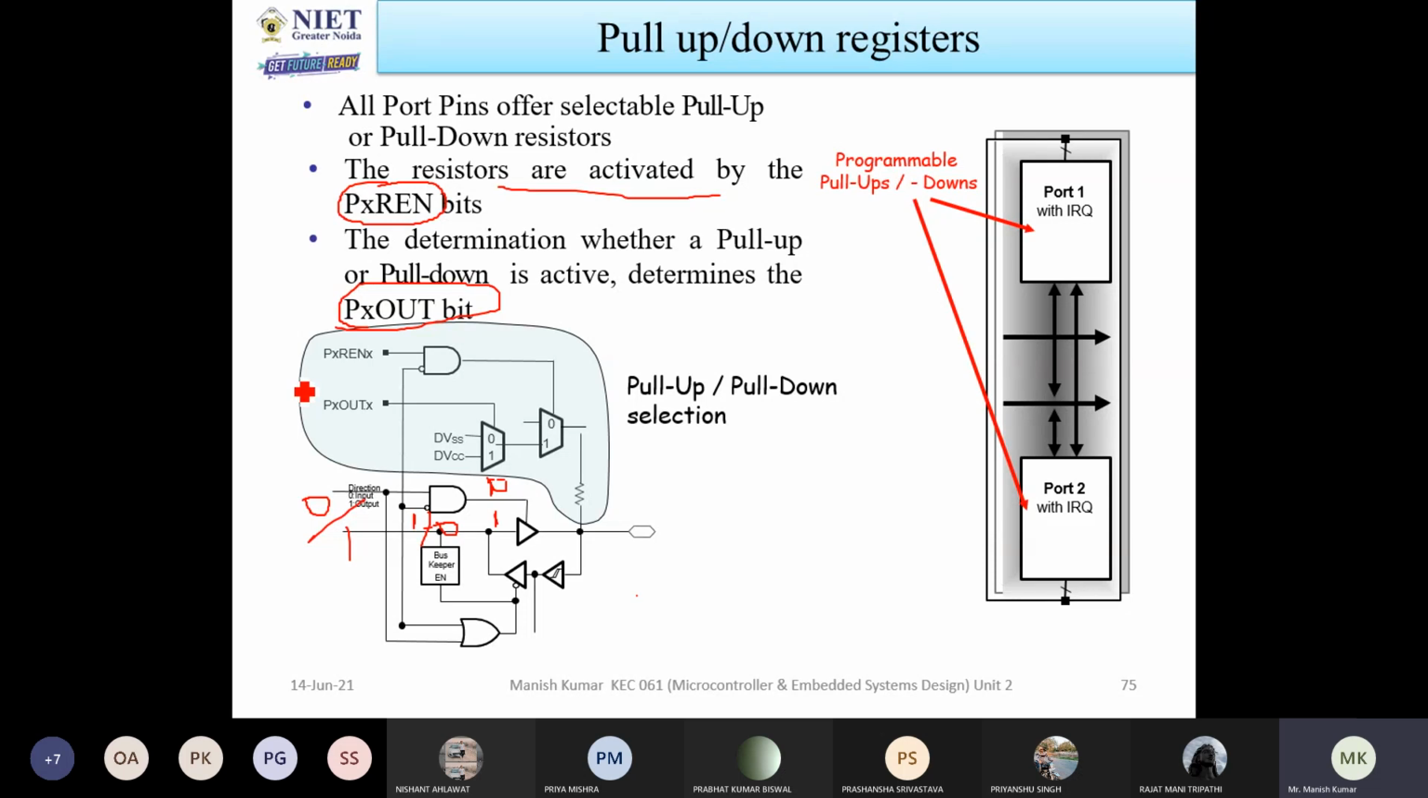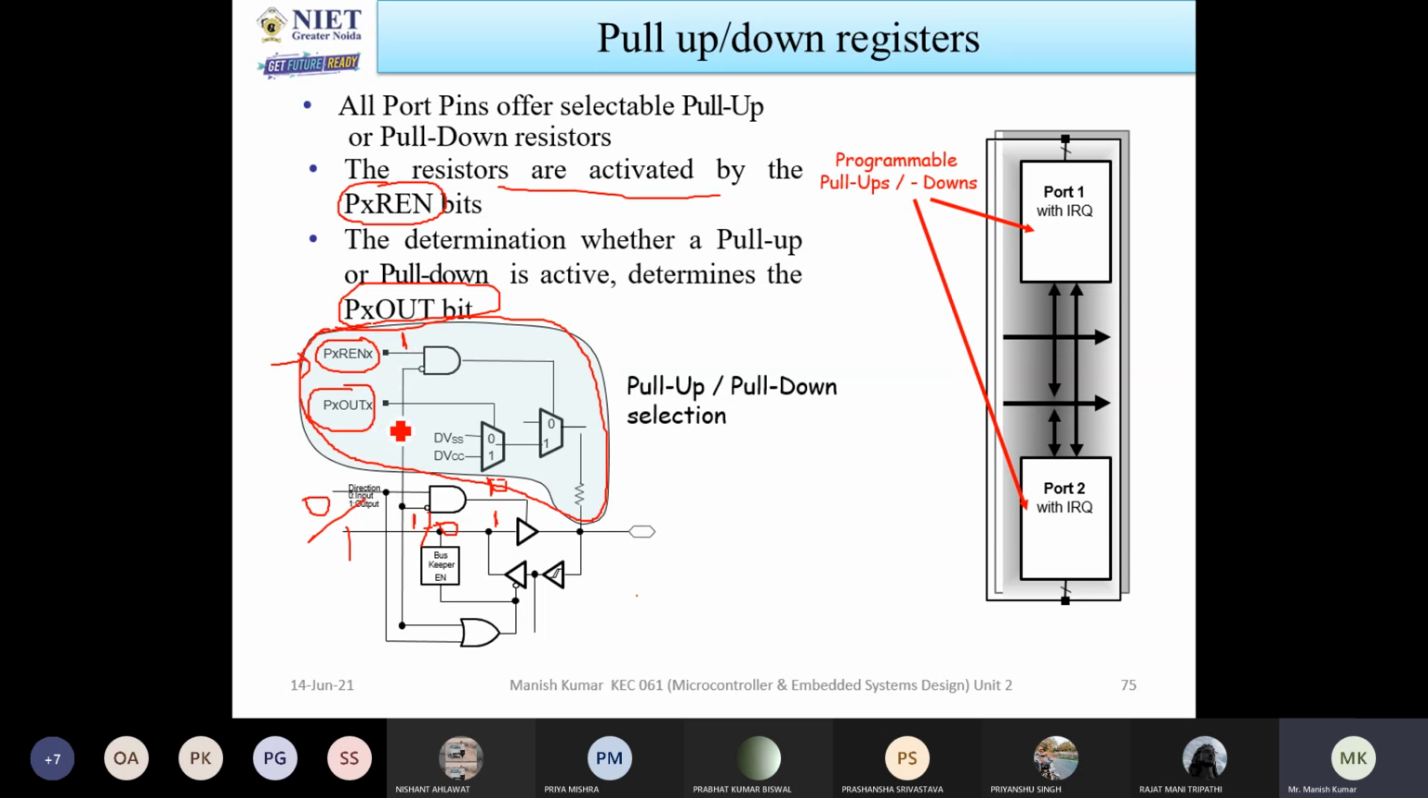All of you know digital circuit designs and logic, so we can try that. What I have rounded off comes under pull-up and pull-down selection. How can it be selected? The first thing, as I already discussed, is that the PXREN pin and PXOUT pin are there. PXREN is activating, enabling the system. It means that whenever you want to use pull-up or pull-down, this will always be 1.